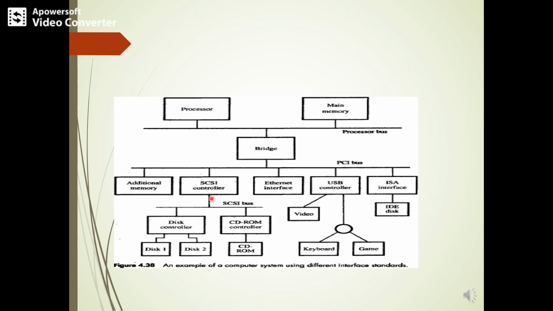To the SCSI controller, the SCSI bus is connected, to which the disk controllers are connected. To the disk controller, disk 1 and disk 2 are connected. To the CD-ROM controller, CD-ROM is connected. Here we can observe that to the USB controller, sub-blocks like video, keyboard, and gaming software are connected. To the ISA interface, IDE disk is connected. So this is just an example of a computer system using different interface standards. Those standards we will take in brief in the next part.